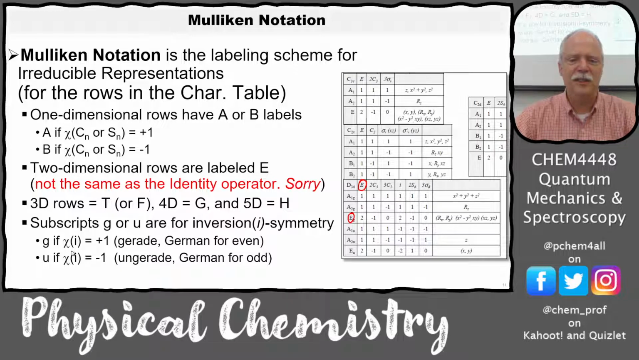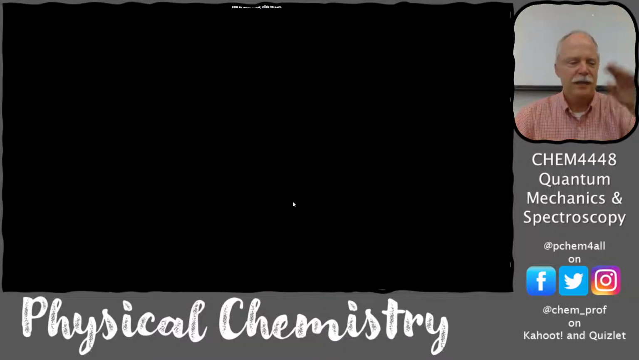Then we have subscripts G's and U's if there's an inversion center. And so if we notice up here, there's an inversion operation here, and the +1s, or the positive characters, are G's, and the negative characters are U's. And so we would say these are symmetric under inversion, and down here we would say these are asymmetric under inversion. And that's it, 8:50, we did it. Okay.